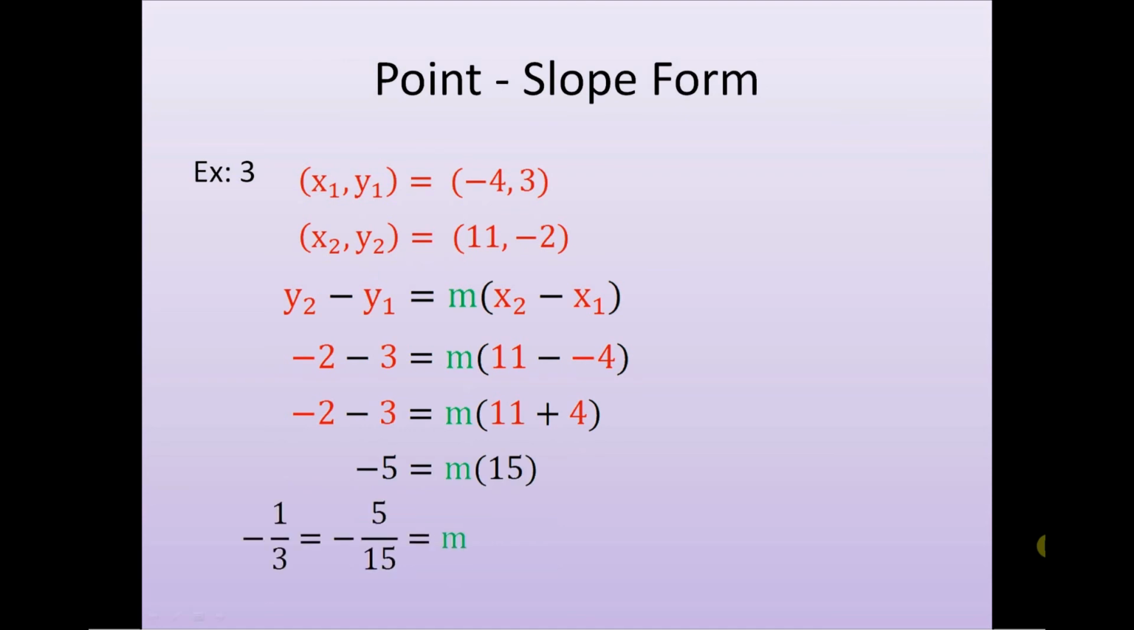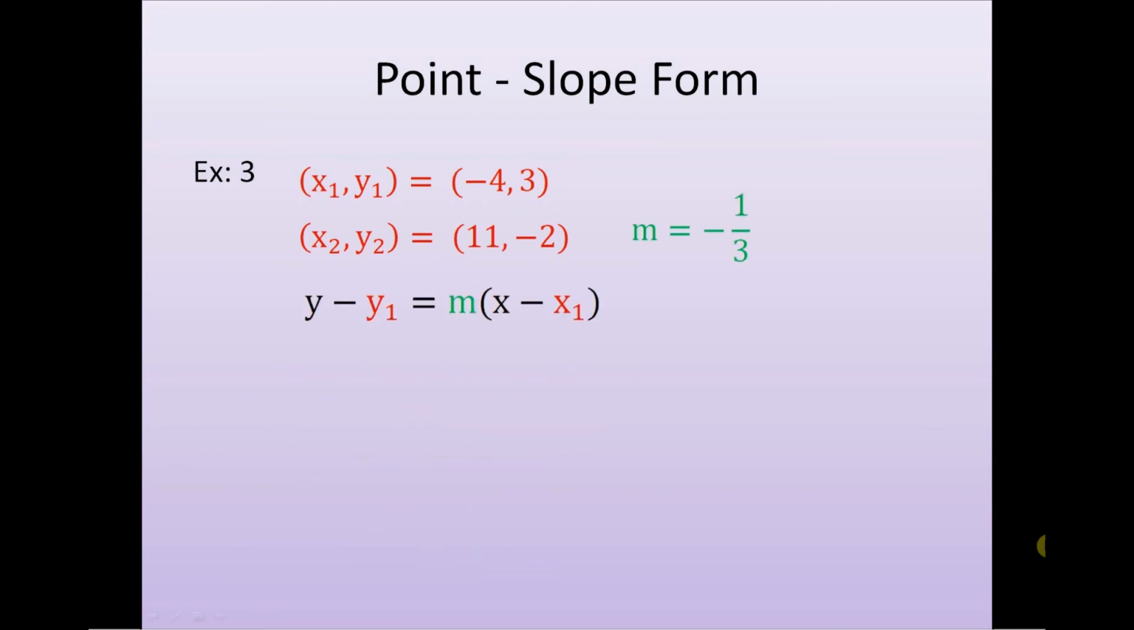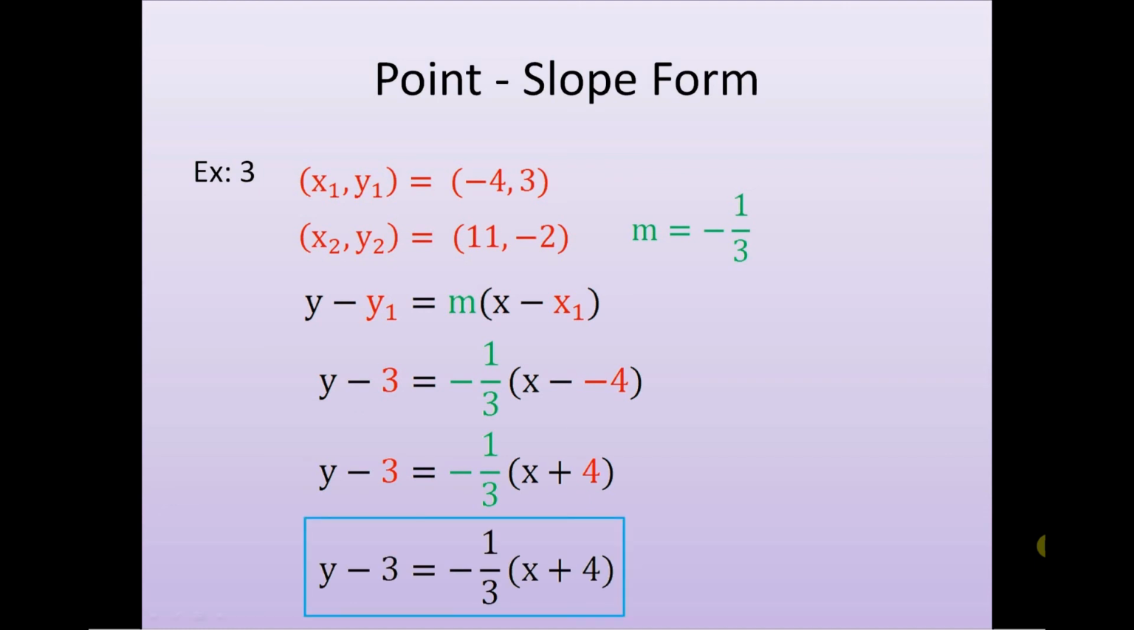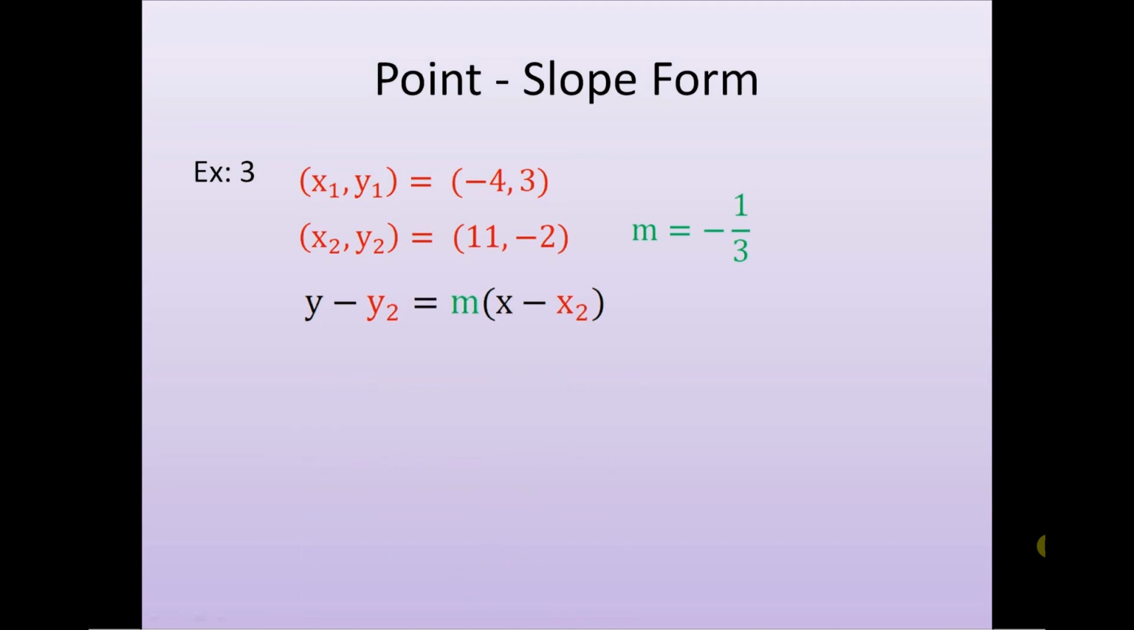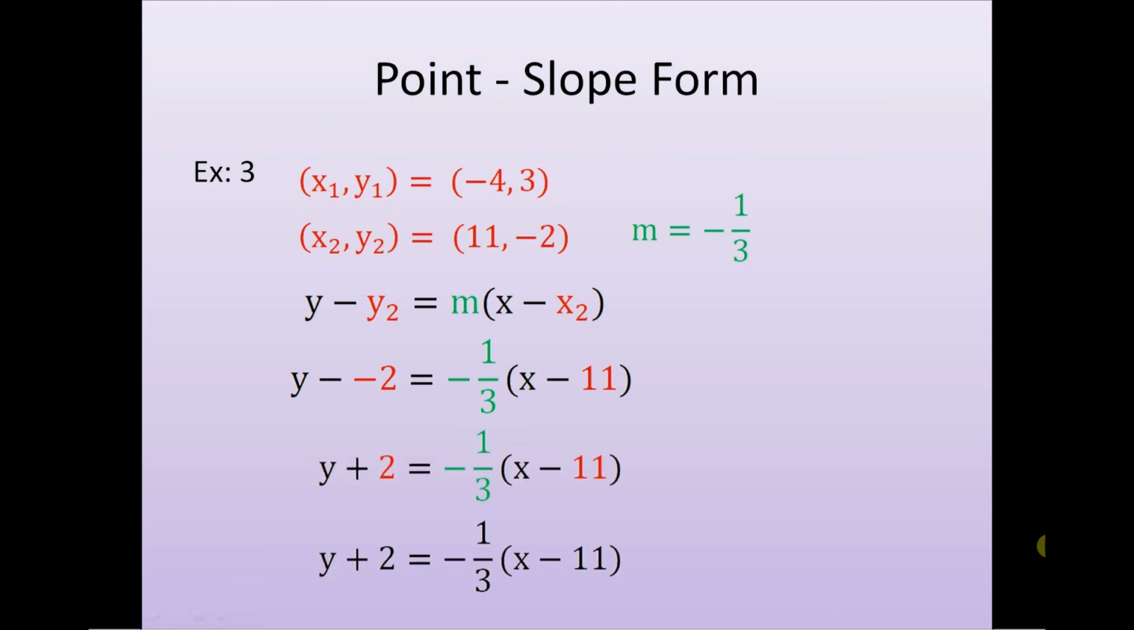Now we can write the equation in point-slope form. If I use the first point, we get y minus 3 equals -1/3 times (x minus -4). If you wish to use the second point, you'll get y minus -2 equals -1/3 times (x minus 11). Either one works. Since there are infinitely many points on the line, you could generate infinitely many equations of that line in point-slope form.